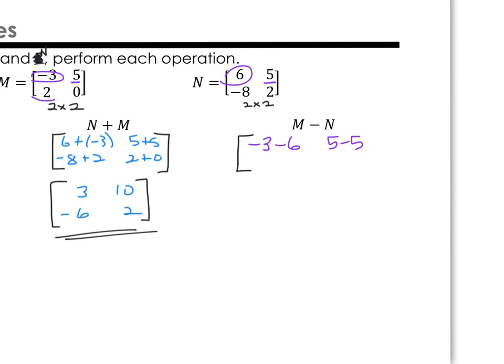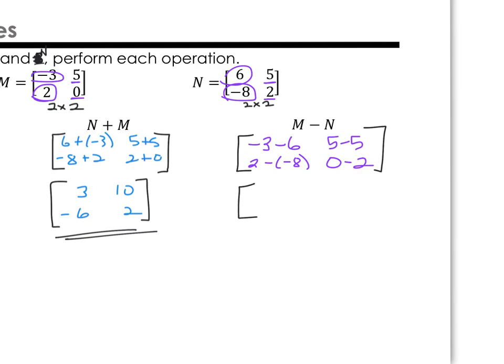Second row, column 1, second row, column 1. That's going to be 2 minus negative 8. And then last but not least, second row, column 2, 0 minus 2. And then all we want to do here is combine our corresponding elements.